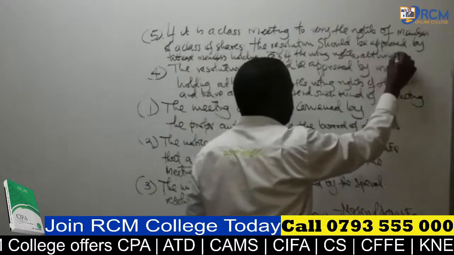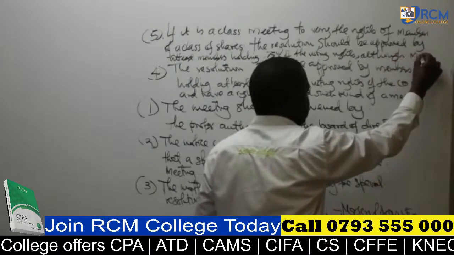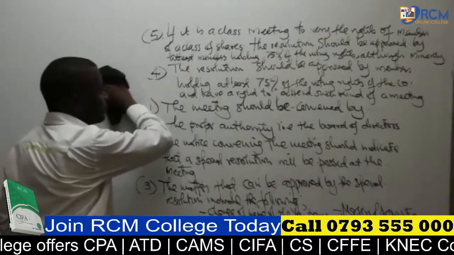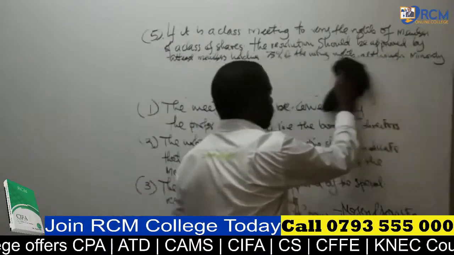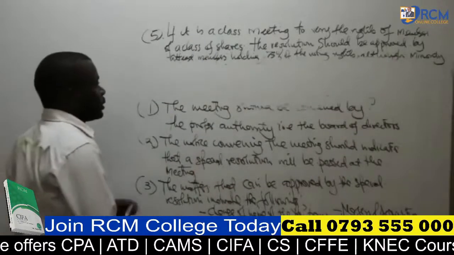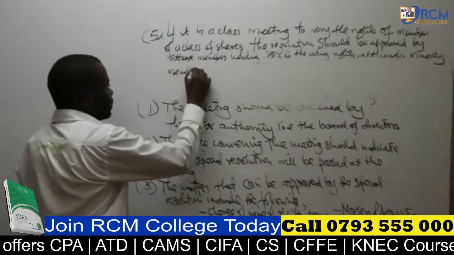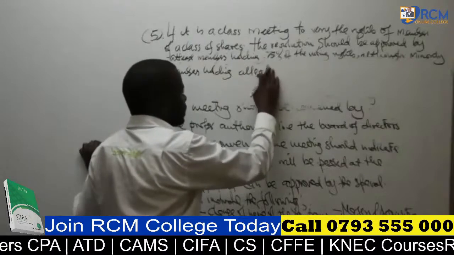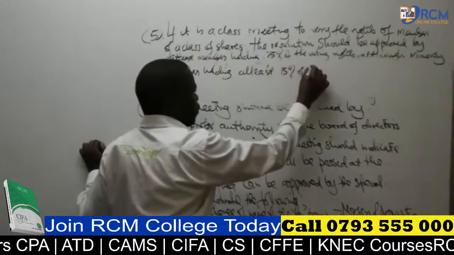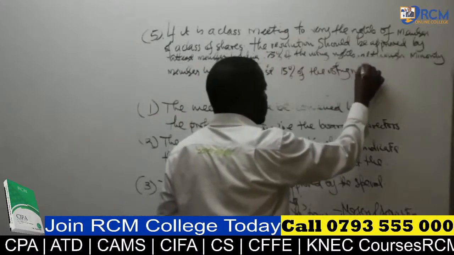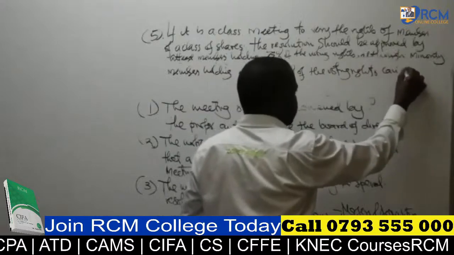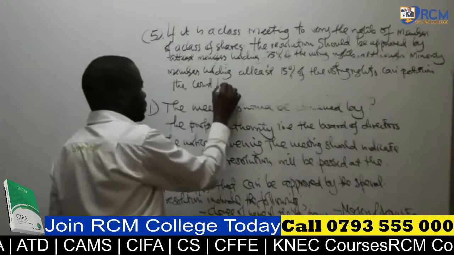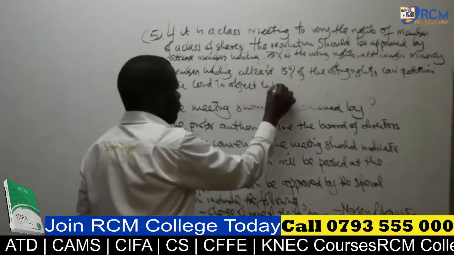Although minority, members holding at least 15% of the voting rights can petition the court to object to the variation. I don't know if you've been able to write this one.